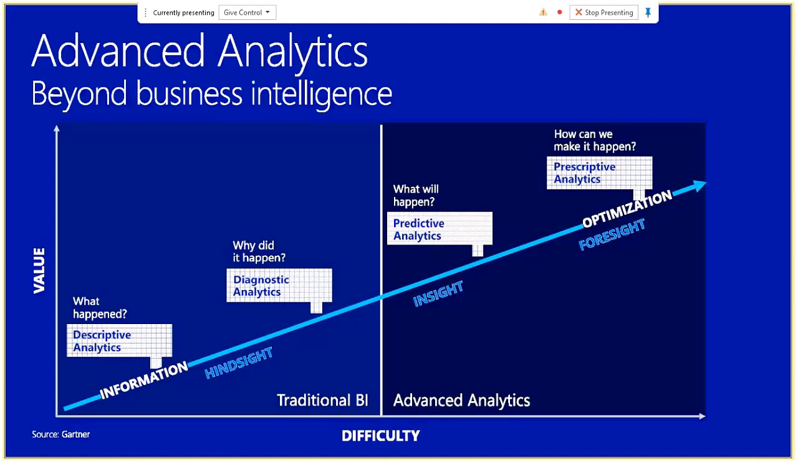And how can we make it happen? Once I have the predictive analytics in place, where I know what will happen, all I want to know is how I can make it happen. So I know this is going to happen. In this case, if I want to make it actually true, that is what they call prescriptive analysis.